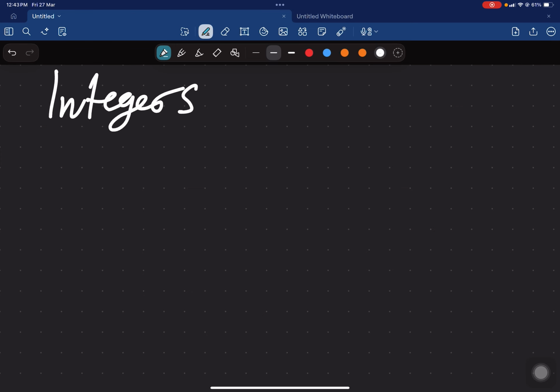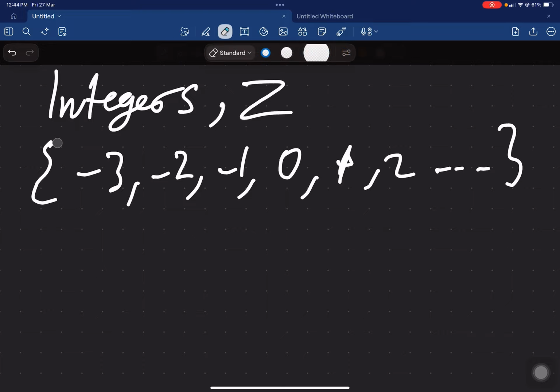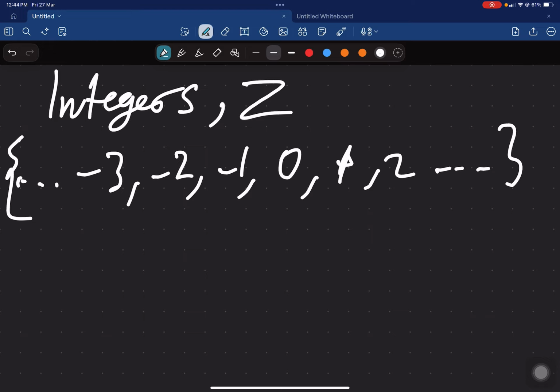Now integers, as I said earlier, are the positive and negative whole numbers together with 0. So a set containing all of this is what we call integers. It's denoted by the letter Z, the set of integers. So we have, for example, -3, -2, -1, then 0, then 1, 2, to infinity. This side also comes from infinity, then it continues to infinity.